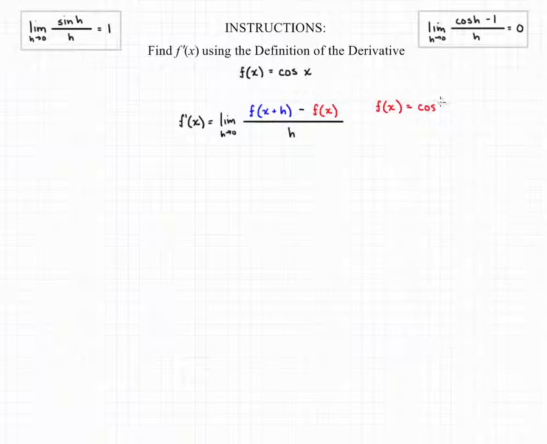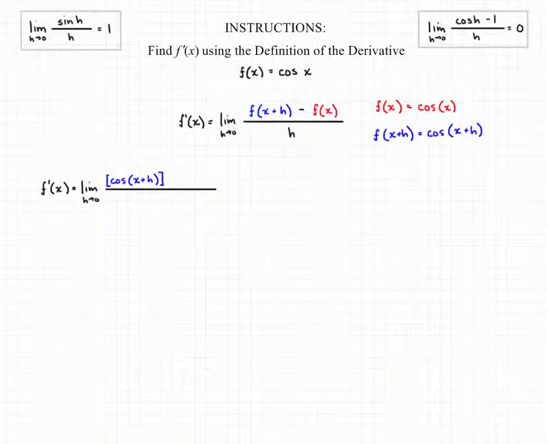So f of x, according to our first equation, is the cosine of x, and f of x plus h is going to be equal to the cosine of x plus h. Now that we have these two pieces, we can plug them into our formula, and we can find our derivative. So in our numerator, f of x plus h is going to be replaced by the cosine of x plus h. And f of x is going to be replaced by the cosine of x.